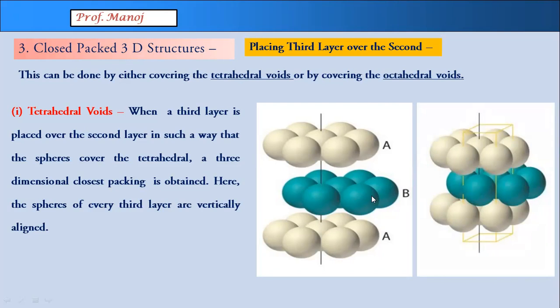I want you to picturize this very carefully. From the central layer, only imagine a tetrahedral void, which is in the center here. Remove all the other ones, imagine, and do it. I have done that in the next slide. So please read this process. When a third layer is placed over the second layer, such that the spheres cover a tetrahedral void, three-dimensional close packing is obtained. I'm giving a better diagram on the next slide. This is called ABAB, or known as hexagonal close packing, HCP.